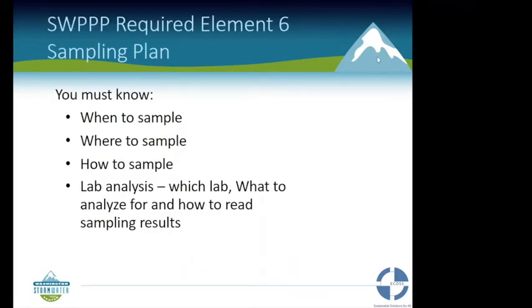All right. So now that you have inspected your site, you've gotten rid of all the sources of pollution that you can find, you have to prove that what you've done is going to allow you to meet those benchmarks that are in the permit. So one of the things that we want to talk about is a sampling plan. So you have to know when to sample, where to sample, how to sample, and where to take your samples, which lab, and what to analyze for, and how to read those sampling results.